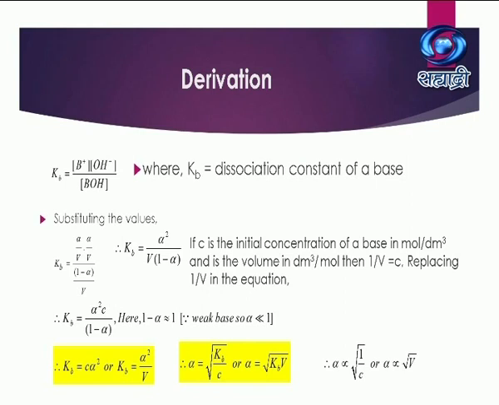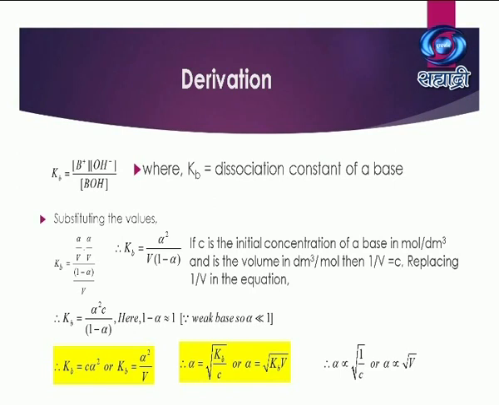Substituting values from the table, we will end up with the same expression. Kb is equal to alpha square upon V into 1 minus alpha. Now replace 1 upon V by C, that is concentration. The expression is Kb is equal to C alpha square upon 1 minus alpha.